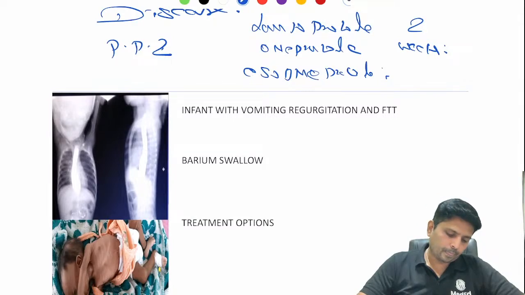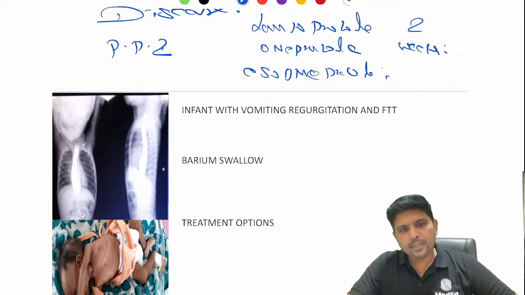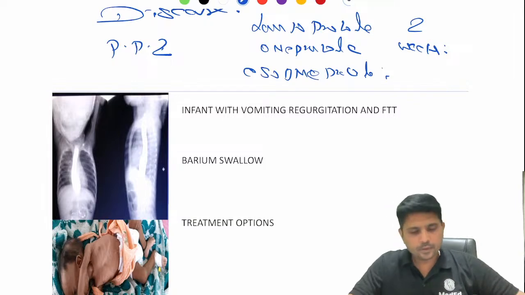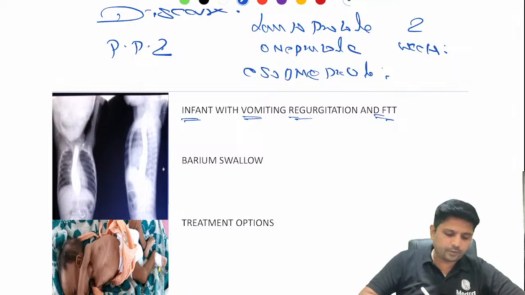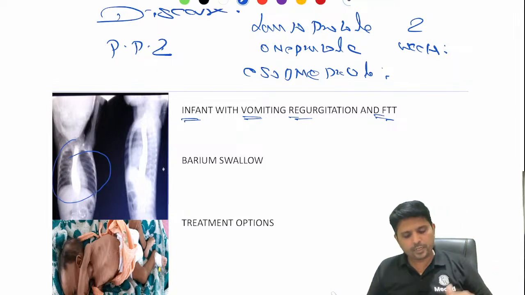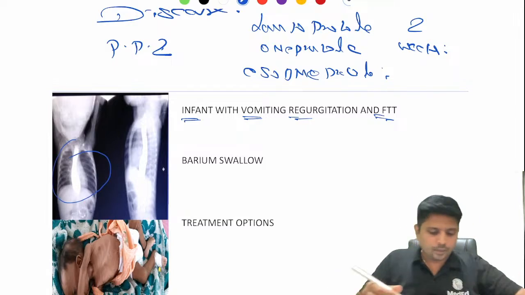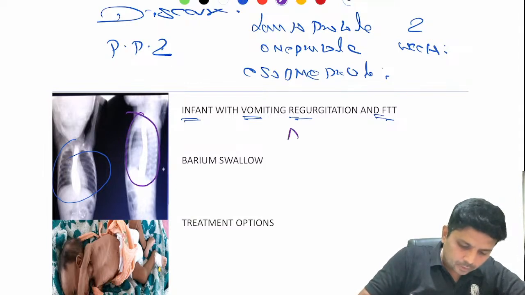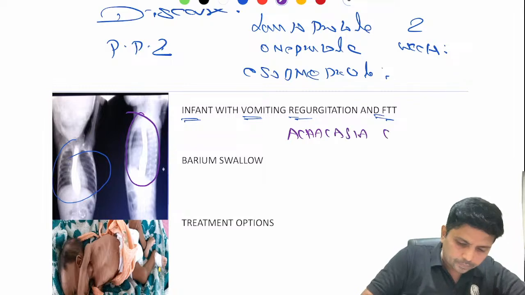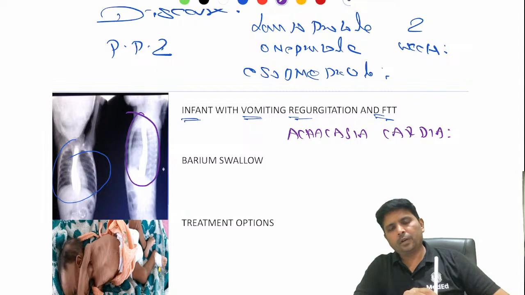So look at this. The child has significant failure to thrive. Infant with vomiting, regurgitation, and failure to thrive. There is something in the barium swallow. What is that? Yes, this is achalasia cardia. Look at this: dilated esophagus. This is called achalasia.